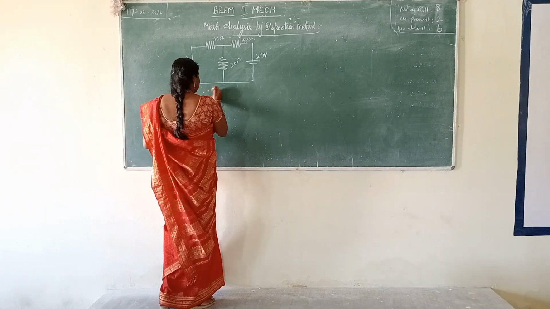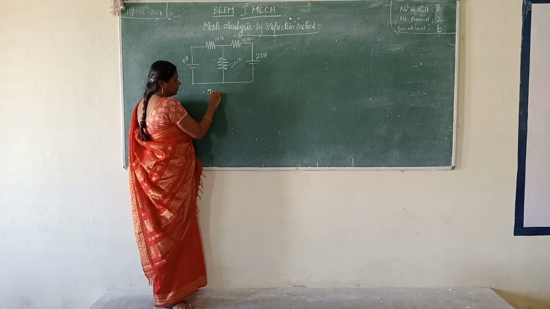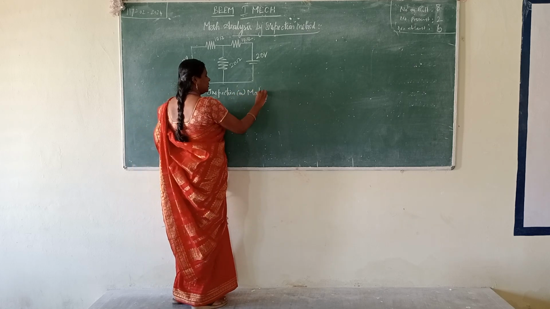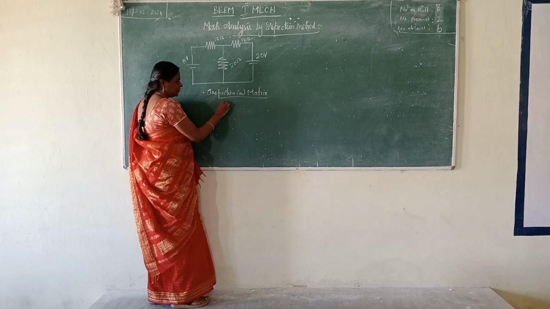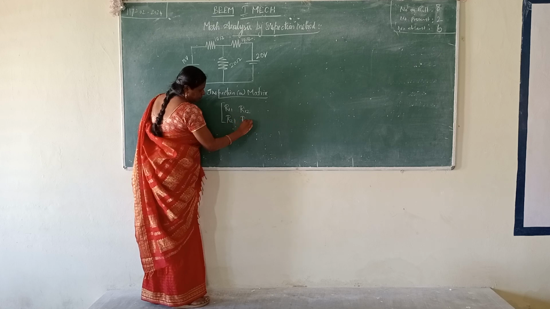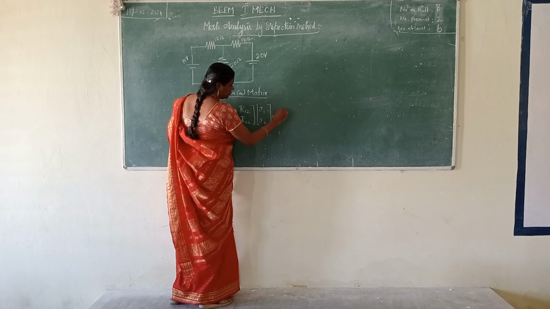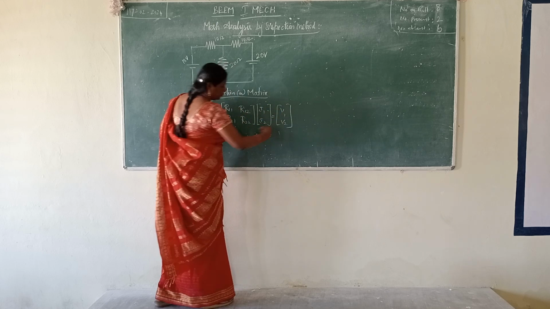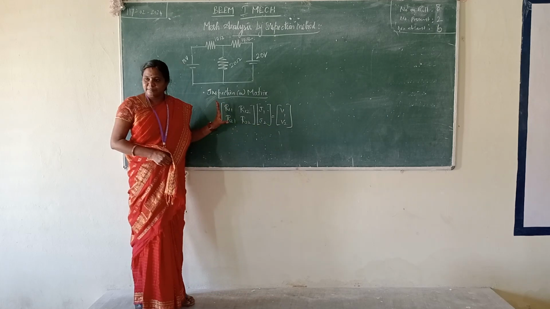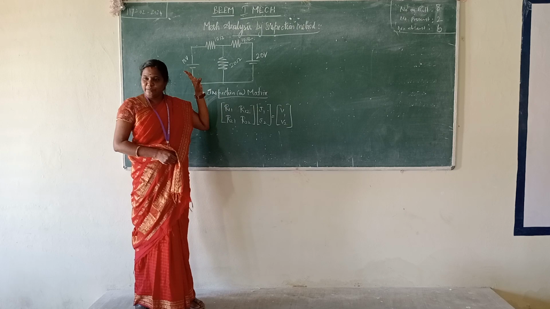Suppose the general format for the inspection method, the matrix format, is R11... V is equal to I into R. You know that V is equal to I into R. We are now going to find out the unknown currents in the given circuit.